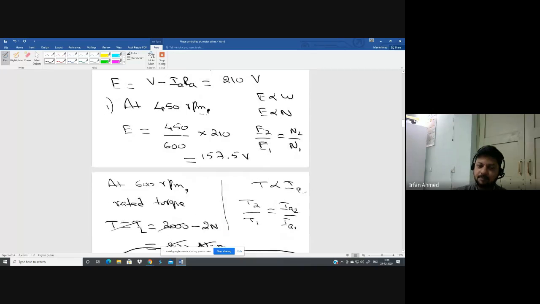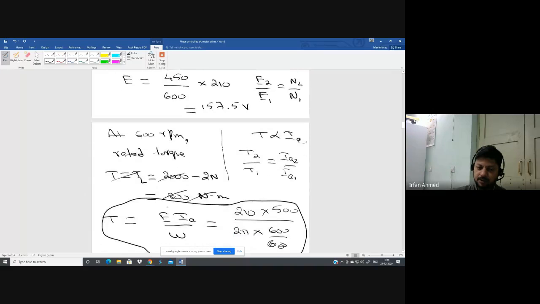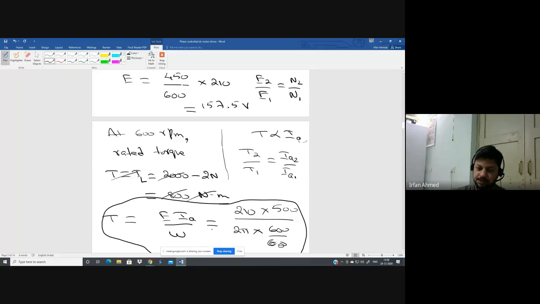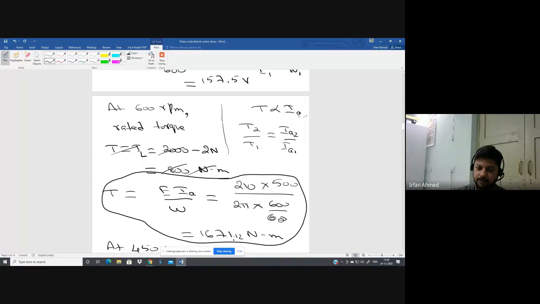Now at 600 RPM, the rated torque is given by the rated power divided by the speed, and the rated torque came out to be 1671.12 Newton meter. So as I told you yesterday, we can use either this torque or we can find torque from this expression, T is equal to TL, 800 Newton meter, that will come out. If we are using the rated torque, we have to use the rated current, that is 500 ampere. Whereas if we are using this torque, we have to find the armature current at this torque.